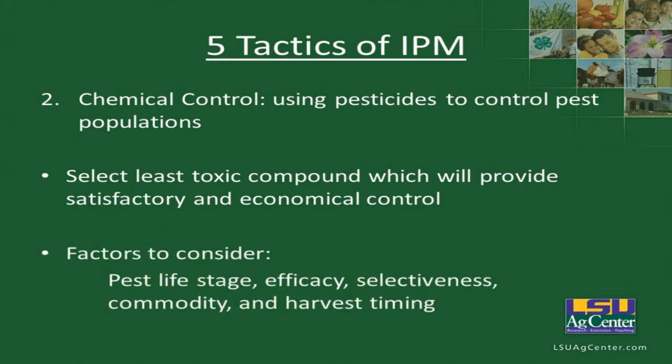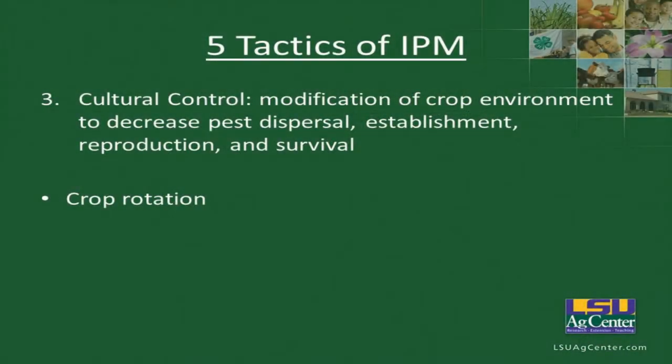Factors to consider, of course, are pest life stage, efficacy, selectiveness of the product, commodity, and harvest timing. Not all different stages of an insect pest may be actually damaging. Different insecticides work in a different way. That's where their efficacy comes through. They have different selectiveness. The commodity, some products, you're going to have to follow the label on that insecticide. Some commodities might not be labeled. And harvest timing, most of these insecticides have a pre-harvest interval time that you're going to have to wait before you can actually go through and harvest that product.